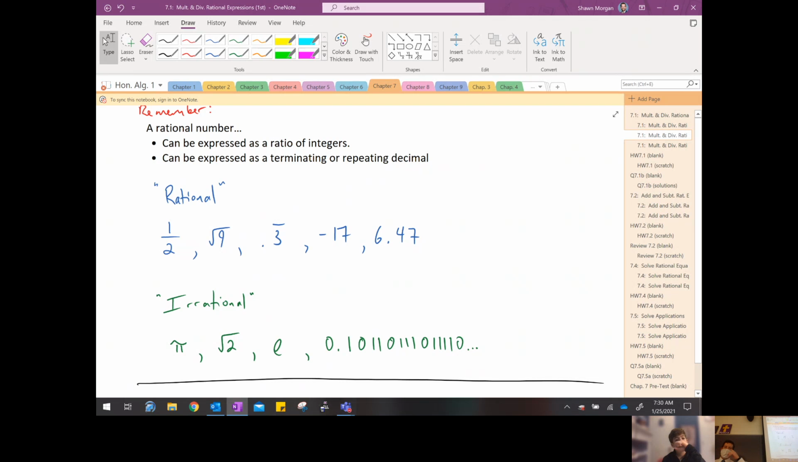All of those in blue are rational numbers. They're either terminating or repeating decimals, or they can be expressed as a ratio of two counting numbers. Okay. Irrational means I can't express it as a ratio of integers. Irrational means it's non-repeating and non-terminating. Okay, things like the square root of 2, things like pi or e, or some weird number that follows a pattern, but it's not like a repeating bar pattern. These are examples of what are called irrational numbers.